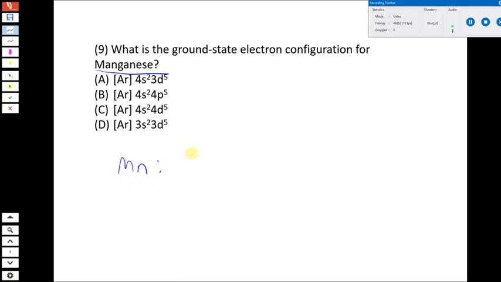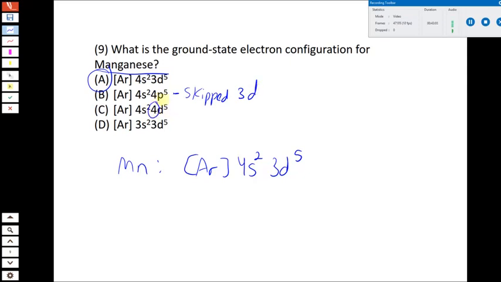So when we write that out, what we get is, again, an argon core. We said we go through the 4s block to fill that with 2 electrons, and then 5 3d electrons gets us to manganese. All right, so the only one of those that works is choice A. In this one, we have 4p5, which would have skipped the 3d altogether. Remember, we can't skip any numbers on the periodic table. We have to go through all those blocks in order. We never skip around.